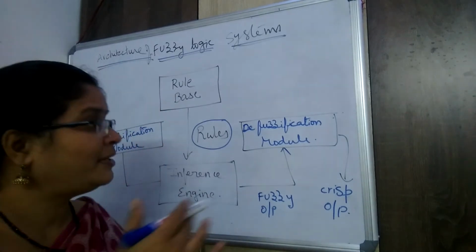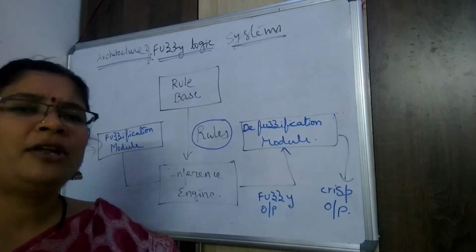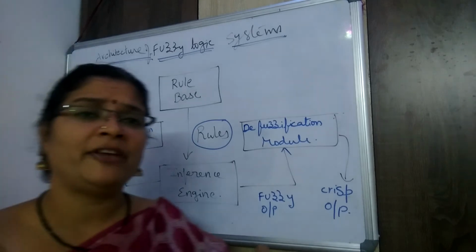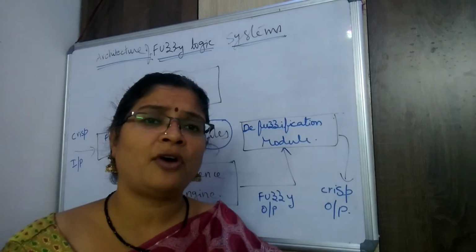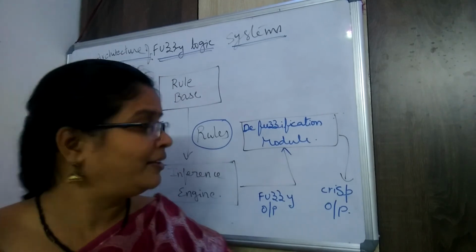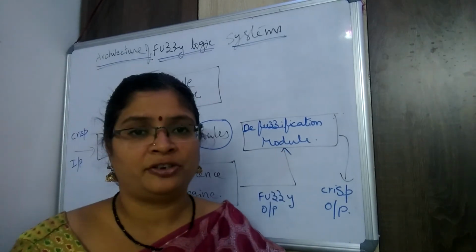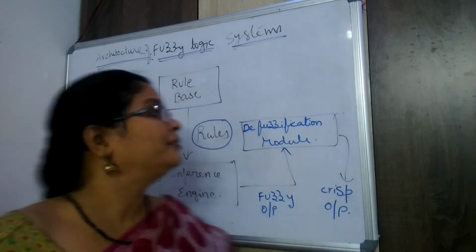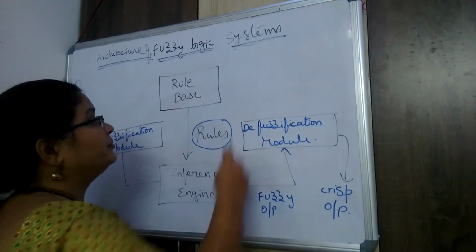So what is the meaning of defuzzification? Whatever fuzzy data, whatever vague data will be there, will be transformed into crisp data, either true or false, either 0 or 1, like that. That is the meaning of defuzzification. So crisp to fuzzy is called fuzzification.